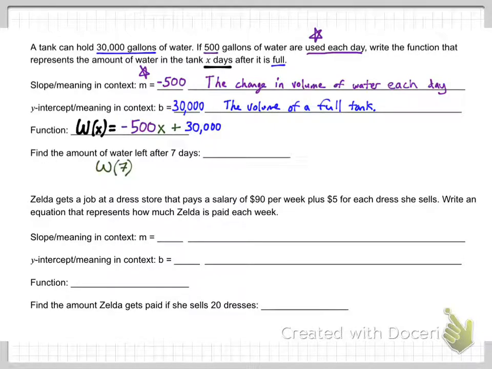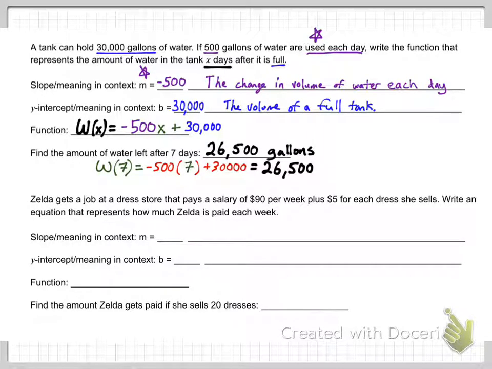W of 7 literally means the amount of water after 7 days. So we're going to plug in 7 for x, and we get 26,500 gallons. We can ask again, is this reasonable? Well, 7 days isn't a lot of time if we're only losing 500 gallons each day. So 30,000 minus a little bit, yeah, that seems like it would be about 26,500. So our answer is reasonable.